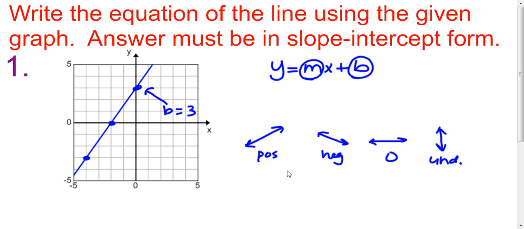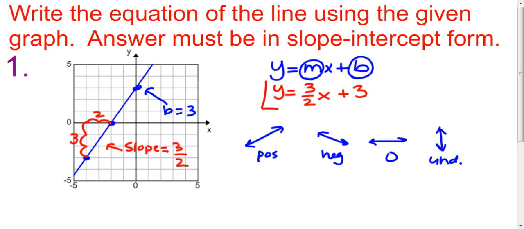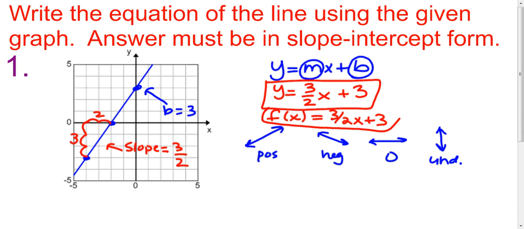Okay, this line has positive slope, and I'm going to count my rise, which is my up-down change, over my run, which is my right-left. So my rise would be 1, 2, 3. I have a rise of 3 and a run of 2. Slope is always rise over run, so my slope in this case would be 3 halves, and it's definitely positive. So I can make an equation real quickly: y equals 3/2 x plus 3. I could also write this in function notation instead of putting a y, and it means the same thing.